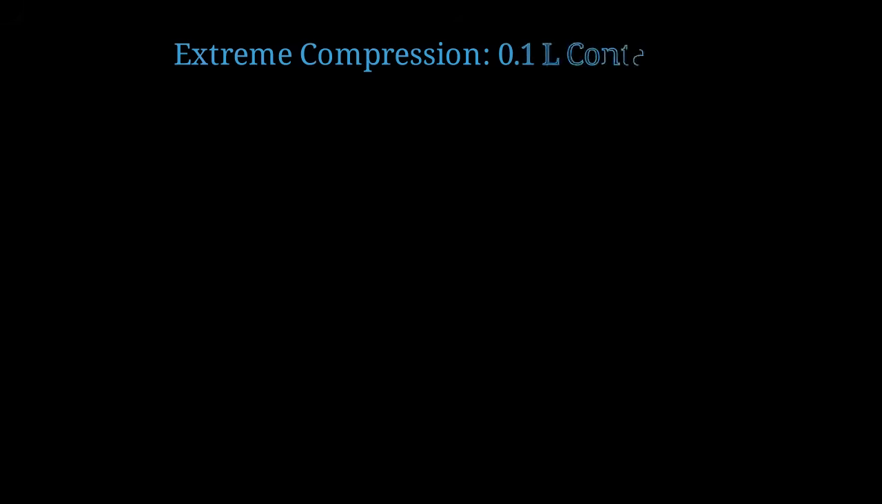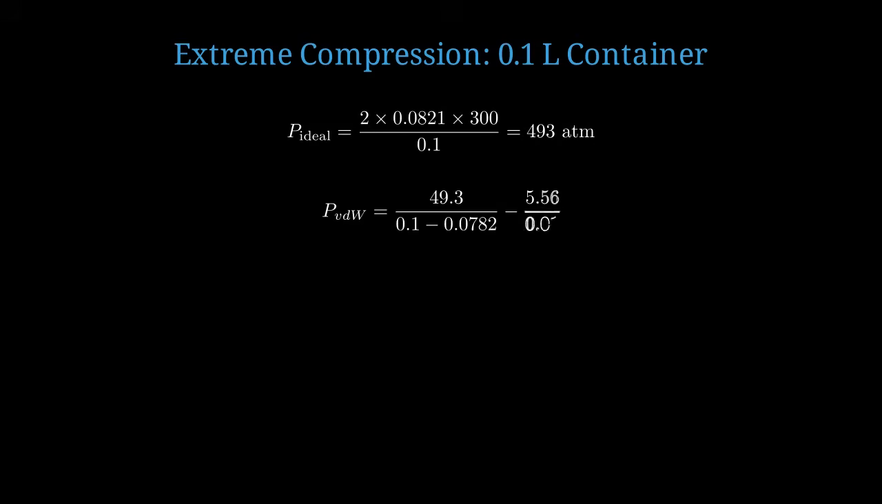Now let's see what happens if we compress the same gas even more into just 0.1 liters. The ideal gas law predicts 493 atmospheres. Van der Waals gives 49.3 divided by (0.1 minus 0.0782), minus 5.56 divided by 0.01. This equals 2,263 minus 556, giving us 1,707 atmospheres.